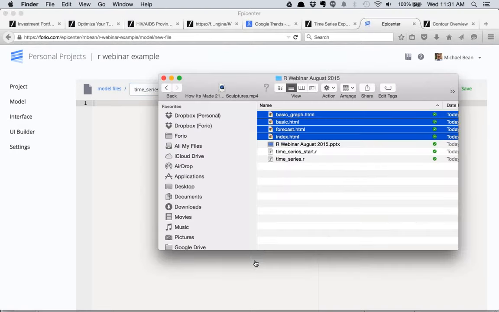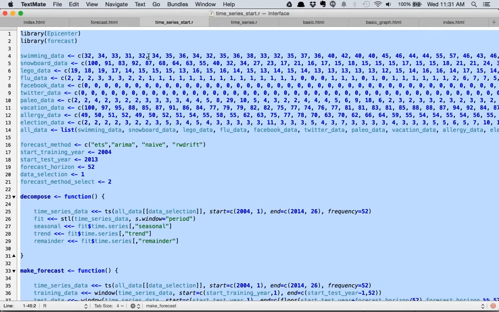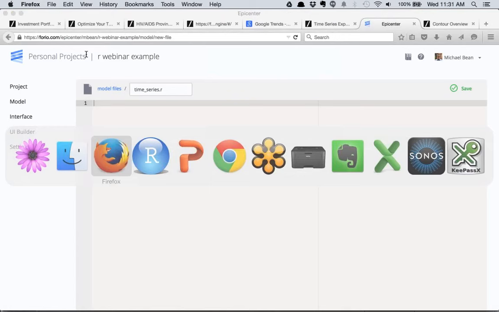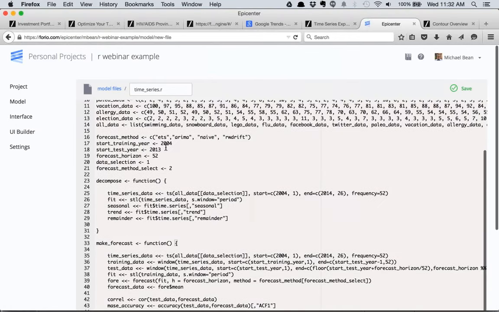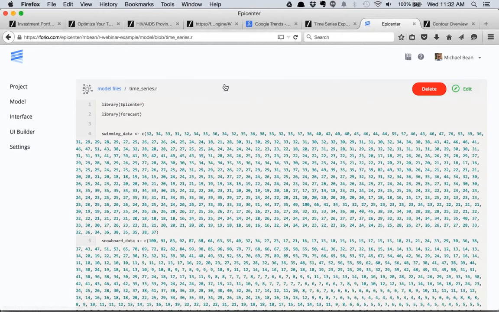Actually, what I'm going to do for this is, where's that? There we go. Put in the starting one. You can see this one has library Epicenter at the top. That's an important piece of it. Really, the only thing you need to do to get R to work with Epicenter is to put this library message at the top, and then you can include the other libraries that you're using in your project here as well. So I'm going to copy this out and paste it in here. Now you can see my file just pasted in, and then save it.